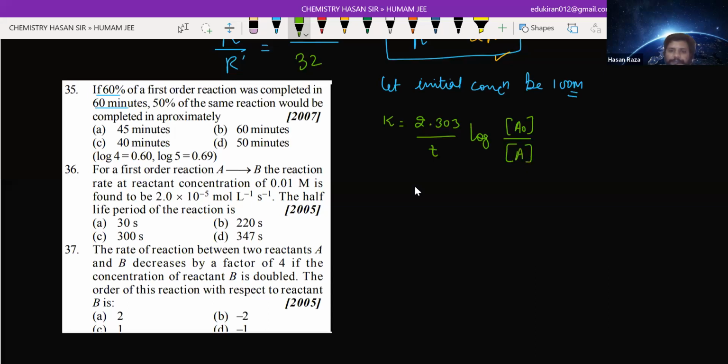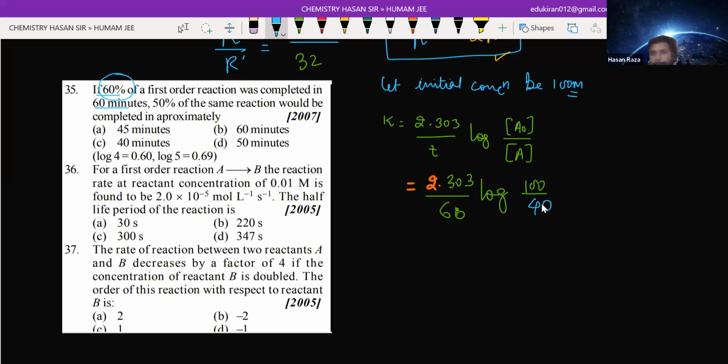Now, 2.303 as it is. What is the time taken? 60 log, I took the initial concentration as 100, and according to the question, 60% of a first order reaction is complete in 60 seconds. That means 60% completed. So how much is left? 40, or not? Yes or no?